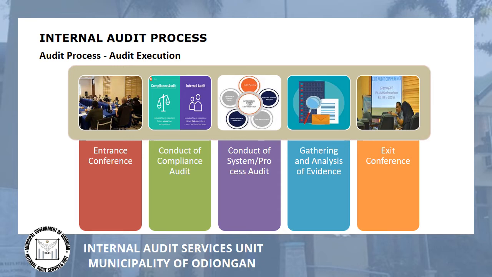Next is gathering and analysis of evidence. Under the execution phase, the audit engagement plan is executed to gather more evidence and draw the audit findings. Audit evidence covers all information used by the auditor in arriving at the audit findings and audit report.